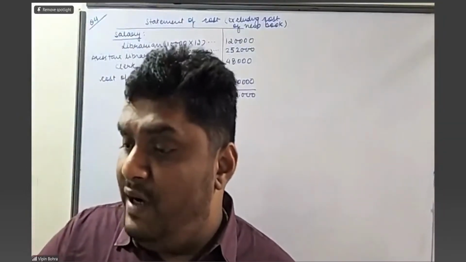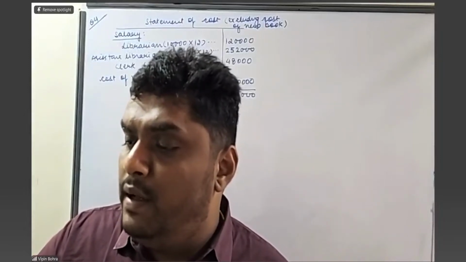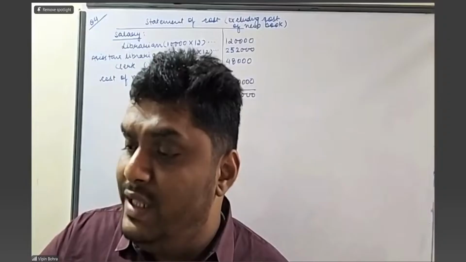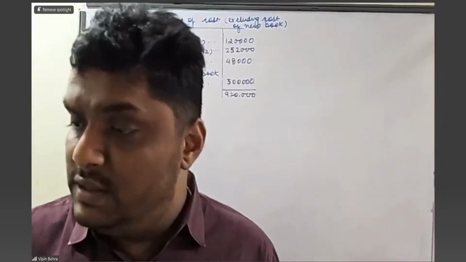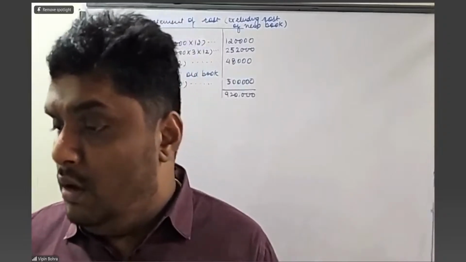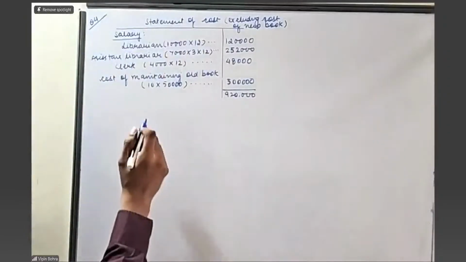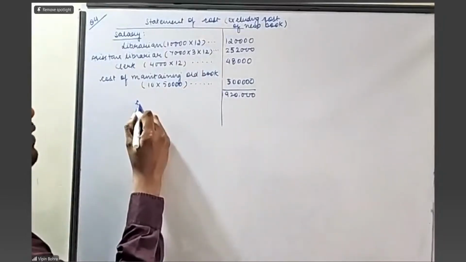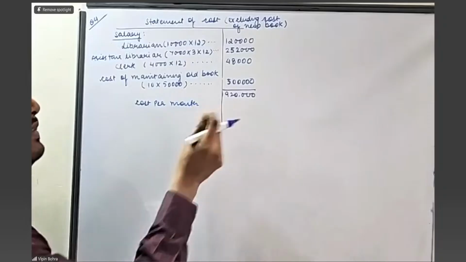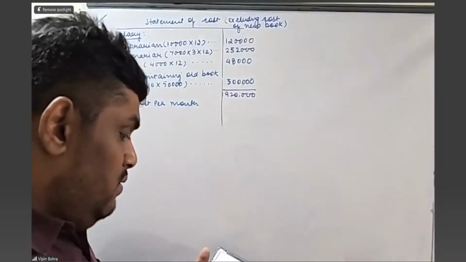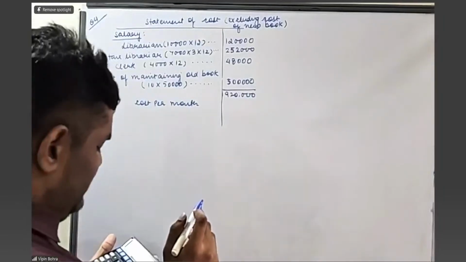Further, now next part they are asking that the cost incurred per month per member on the library, excluding the cost of new book. So we have to calculate the cost per unit, that is cost per member per month. So we can calculate the cost per month also. That is 9,20,000 divided by 12. So it comes to 76,667.